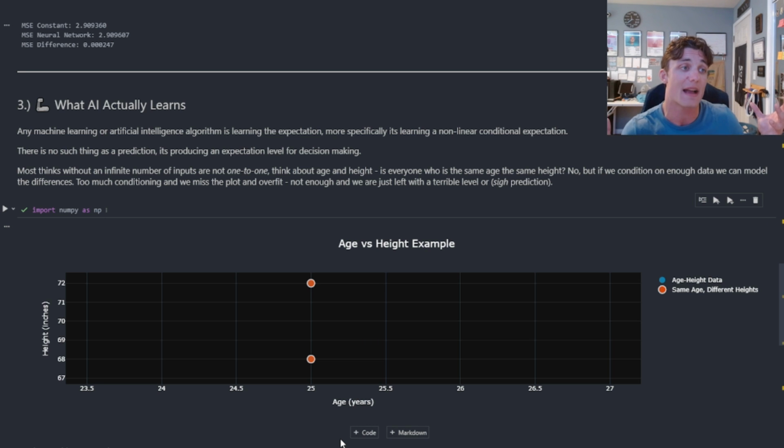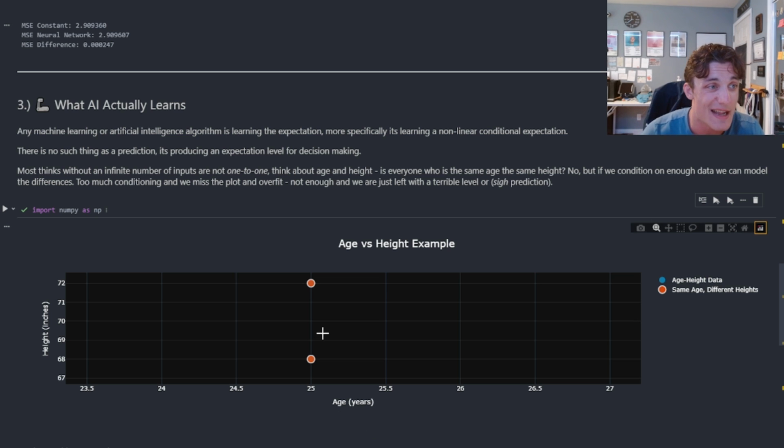Sure, if we include other factors, maybe we include gender, maybe ethnicity, maybe those change the level that we're able to produce and we produce better predictions. That certainly could be the case. But in this case, the best that an AI model could do is split the difference. And that's really what I mean when we're saying that we're learning some sort of nonlinear conditional expectation. We are giving it all this data and we're saying, hey, what is the best prediction that we can make? Best prediction, best level that we can produce if we see this data first.